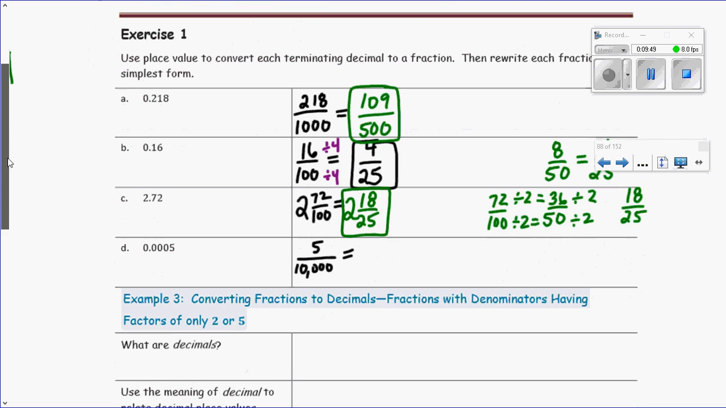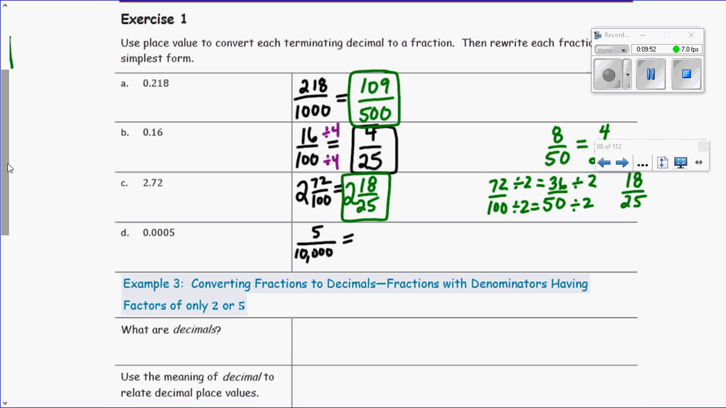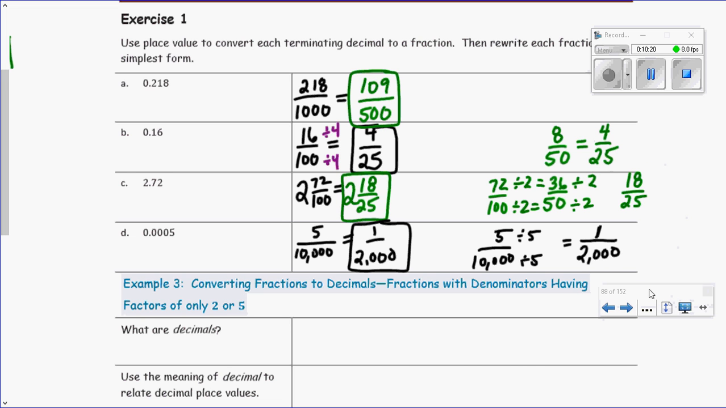Okay, and then the last one, if you divide by 5, that's the only step that you have to do. So if I have 5 over 10,000, I want to divide this by 5. I want to divide this by 5. This is just equal to 1 up top, but on the bottom, it's equal to 2,000. Be careful. So 1 over 2,000. Okay, how did you do? If you didn't get one, rewind it and kind of listen to the explanation again. Make sure that you're writing down all the steps for that problem.